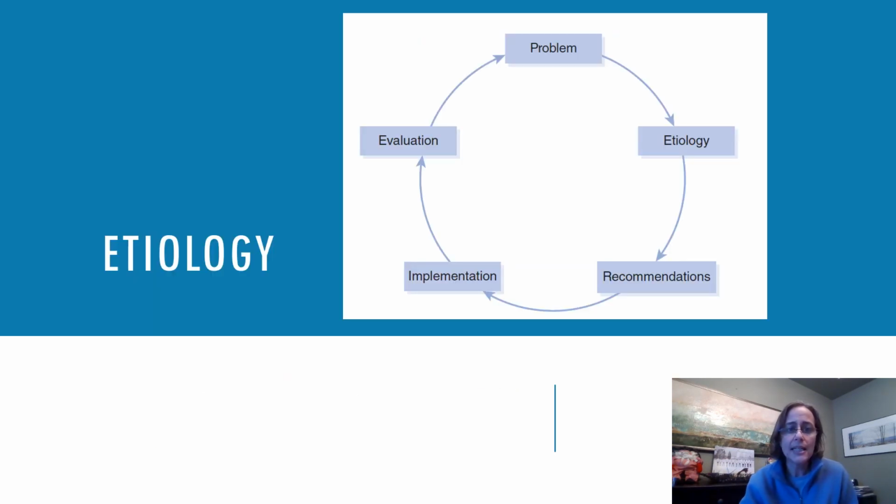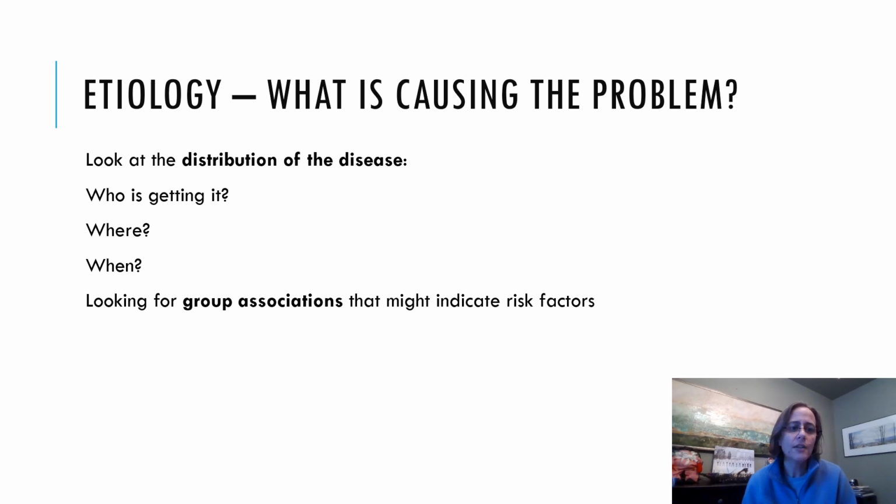The next step is etiology. So etiology means what's causing it. Etiology is cause. That's what that word means. So what is causing the problem? So in order to get clues as to what might be the potential cause of a disease or health condition, we're going to look at who is getting it and what types of characteristics do those people have in common. Where are they getting it?